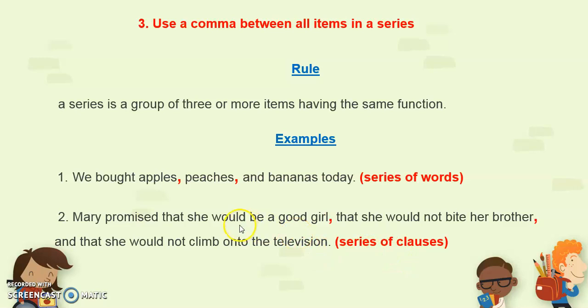Okay, so the clauses are complete sentences. A clause is a complete sentence. So number 1, 2, 3. You can put commas between complete sentences. You can put commas between just words as a series of words. Okay, like this one. Please pause the video again. Give yourself time to read this rule very carefully.